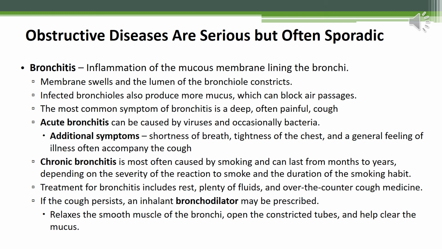And there are 2 types of bronchitis, acute and chronic. Acute bronchitis is typically caused by viruses and occasionally bacteria.